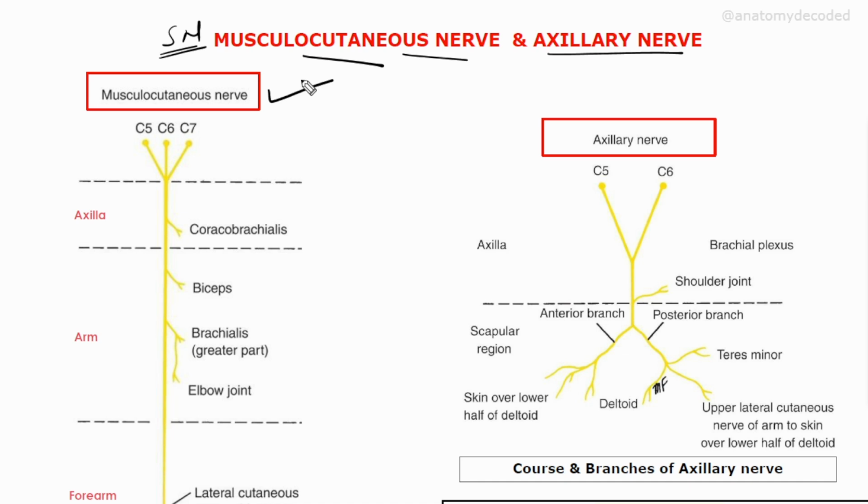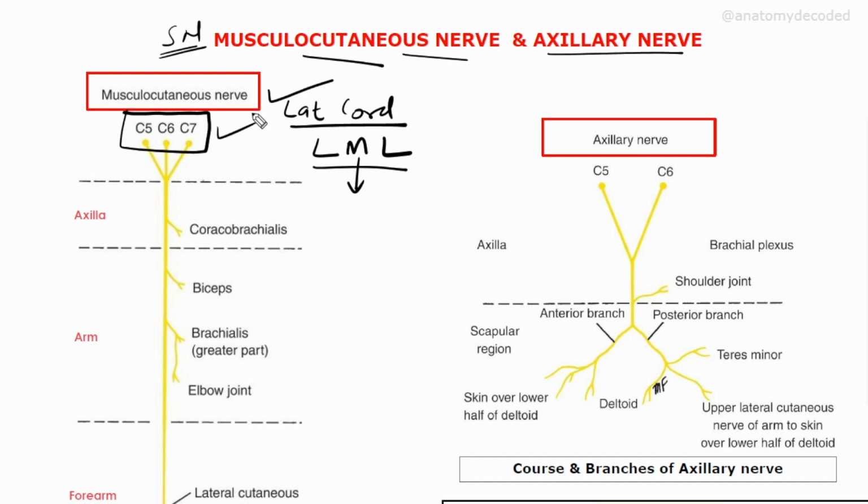Musculocutaneous nerve arises from which part of the brachial plexus? It arises from the lateral cord of the brachial plexus. The lateral cord has three branches. The mnemonic to remember them is LML, of which M stands for the musculocutaneous nerve. The root value is C5, C6, C7. These are the root values which form the lateral cord, so that's why the root value of the musculocutaneous nerve is C5, C6, C7.